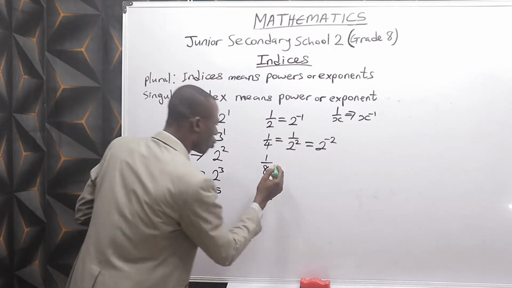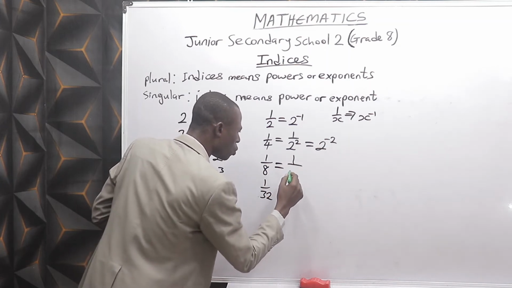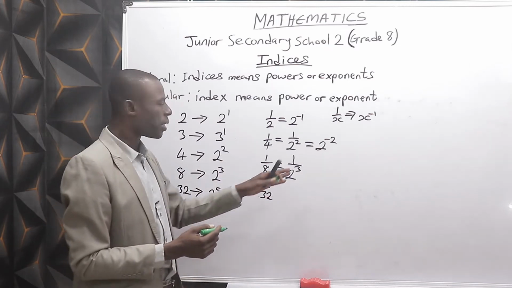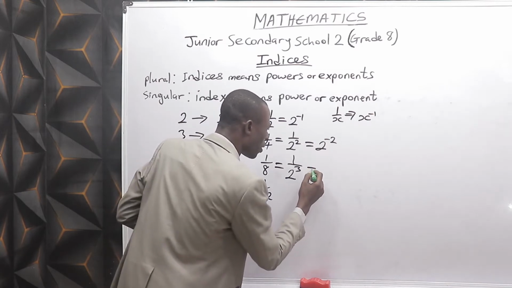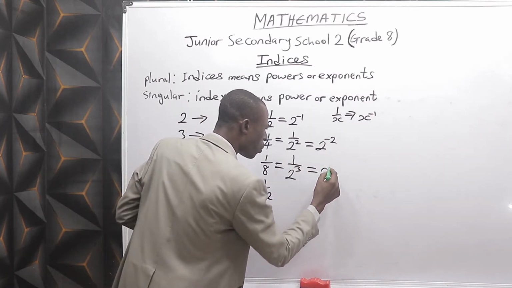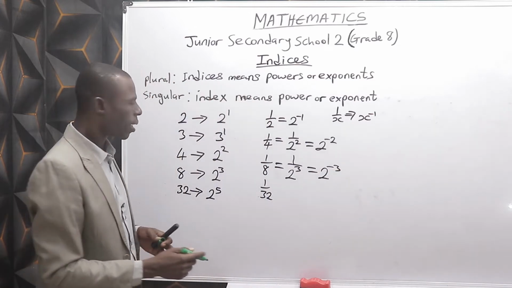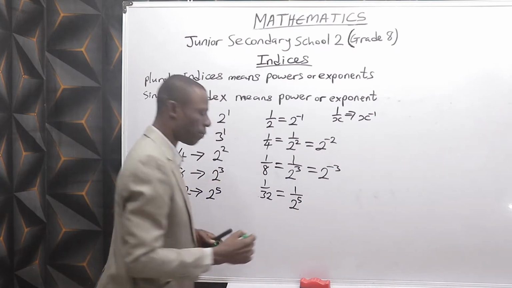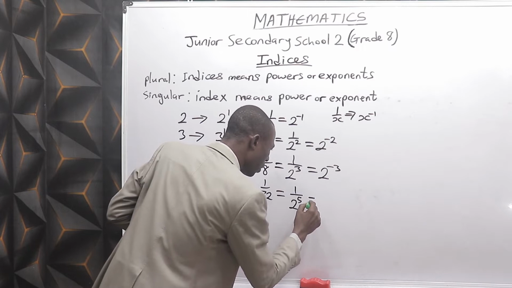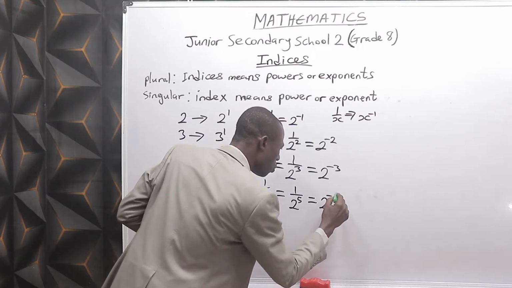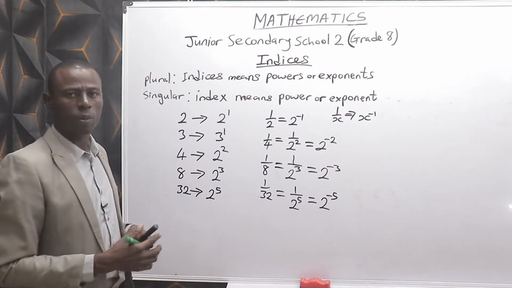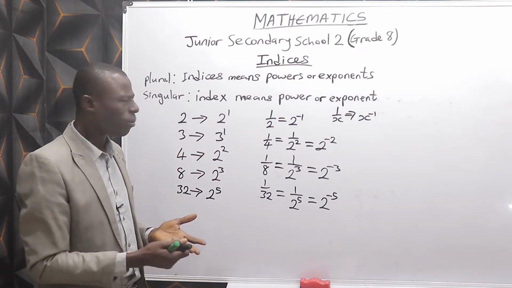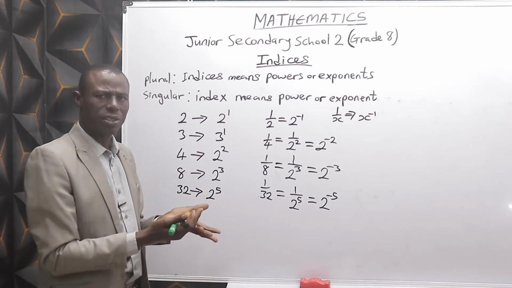Also, this will be 1 over 2 raised to power 3. We first raise 8 in index form. Then we re-express this as 2 raised to power negative 3. And finally, we have 1 over 2 raised to power 5, which is finally expressed as 2 raised to power negative 5. So this is the idea of indices. This is what we mean by indices.